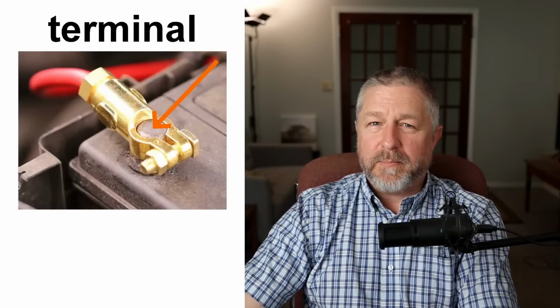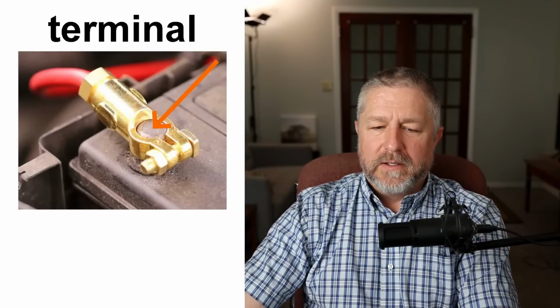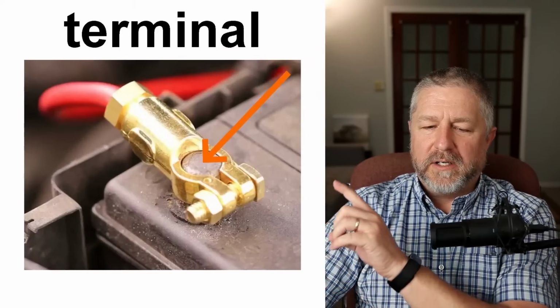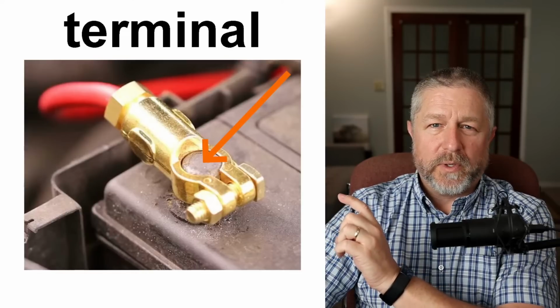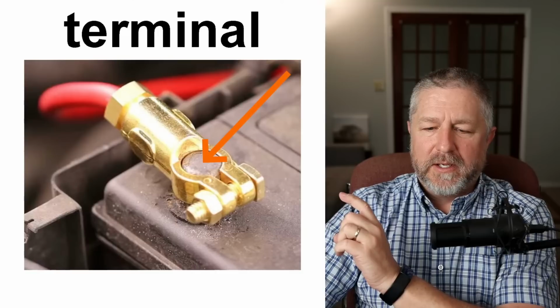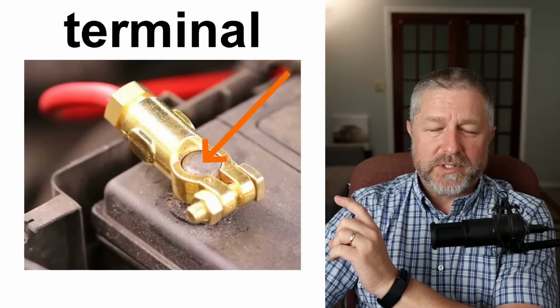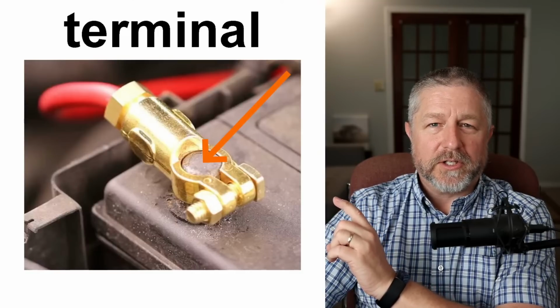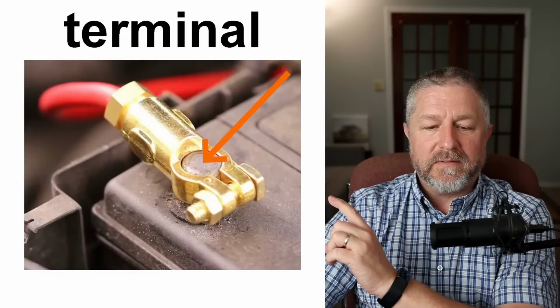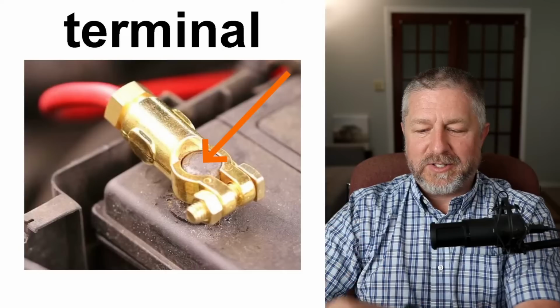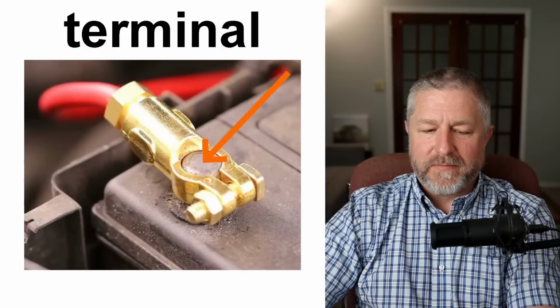So this is a battery terminal. By the way, the gold part here is the connector, but where the orange arrow is pointing is called the terminal. We sometimes call it a battery post as well, but mostly we call it a terminal. There's a positive terminal and a negative terminal. This, I believe, is the positive terminal because it has the red wire going to it.